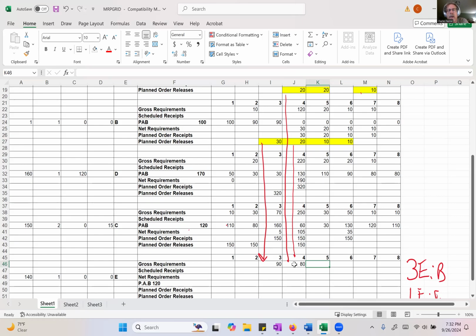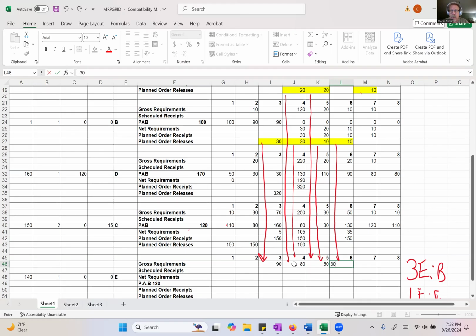Okay. Next one then. I want 20 Fs, so I need 20 Es, and I need 10 Bs, so I need 30 Es. So that is 50, if I got that right. And then here I need 10 Bs, so I need 30 Es. And then finally, the last one, I need 10 Fs, so I need 10 Es. So if I got it right, I think we got our demands here.